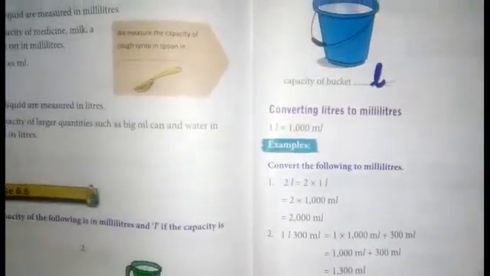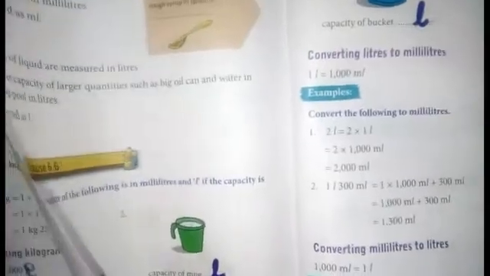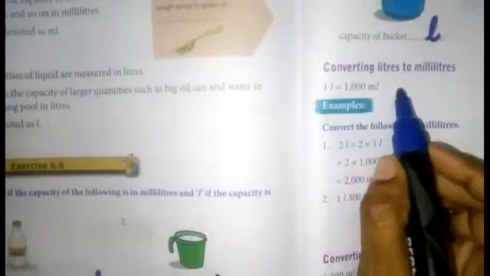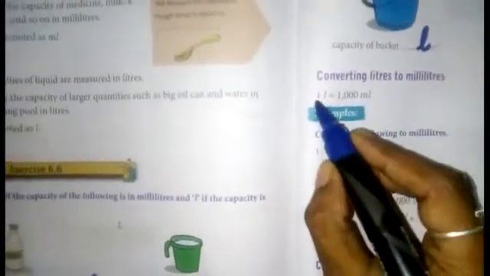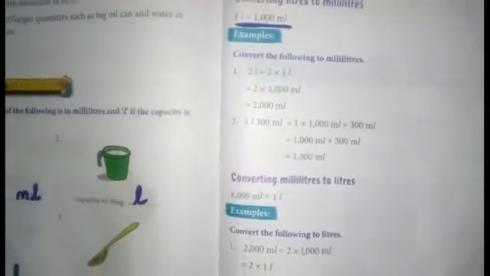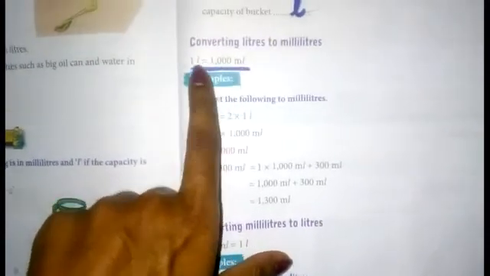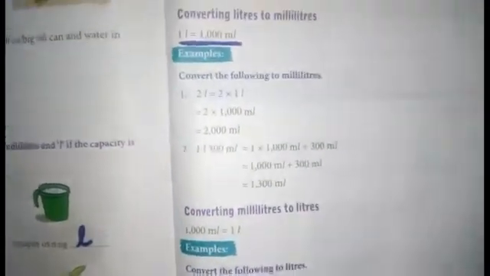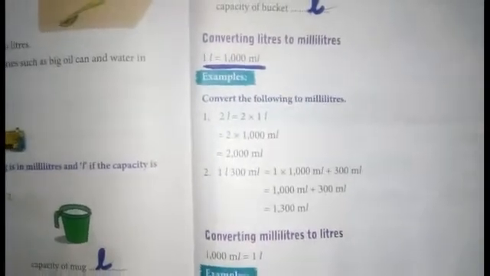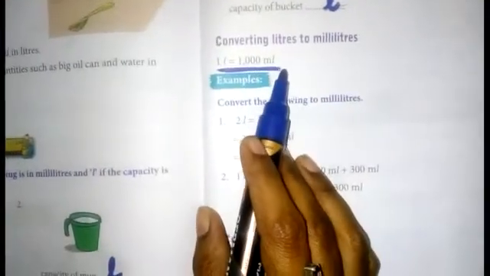Then shall we go for the converting sums? Converting liters to milliliters. Already you learned kilogram into gram, and it is the same format. There, 1 kilogram is equal to 1000 gram, but here 1 liter is equal to 1000 milliliter. You have to learn that: 1 liter is equal to 1000 milliliter.